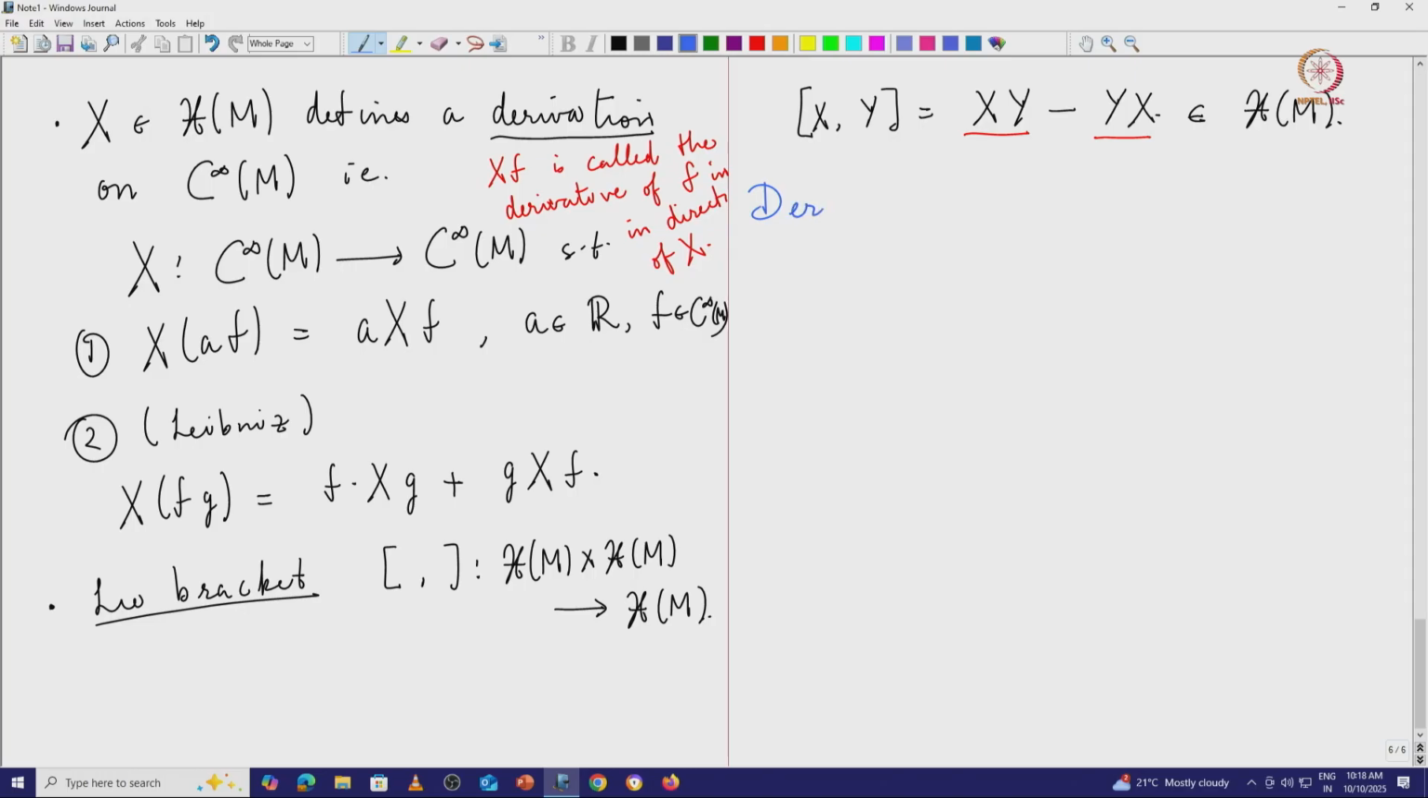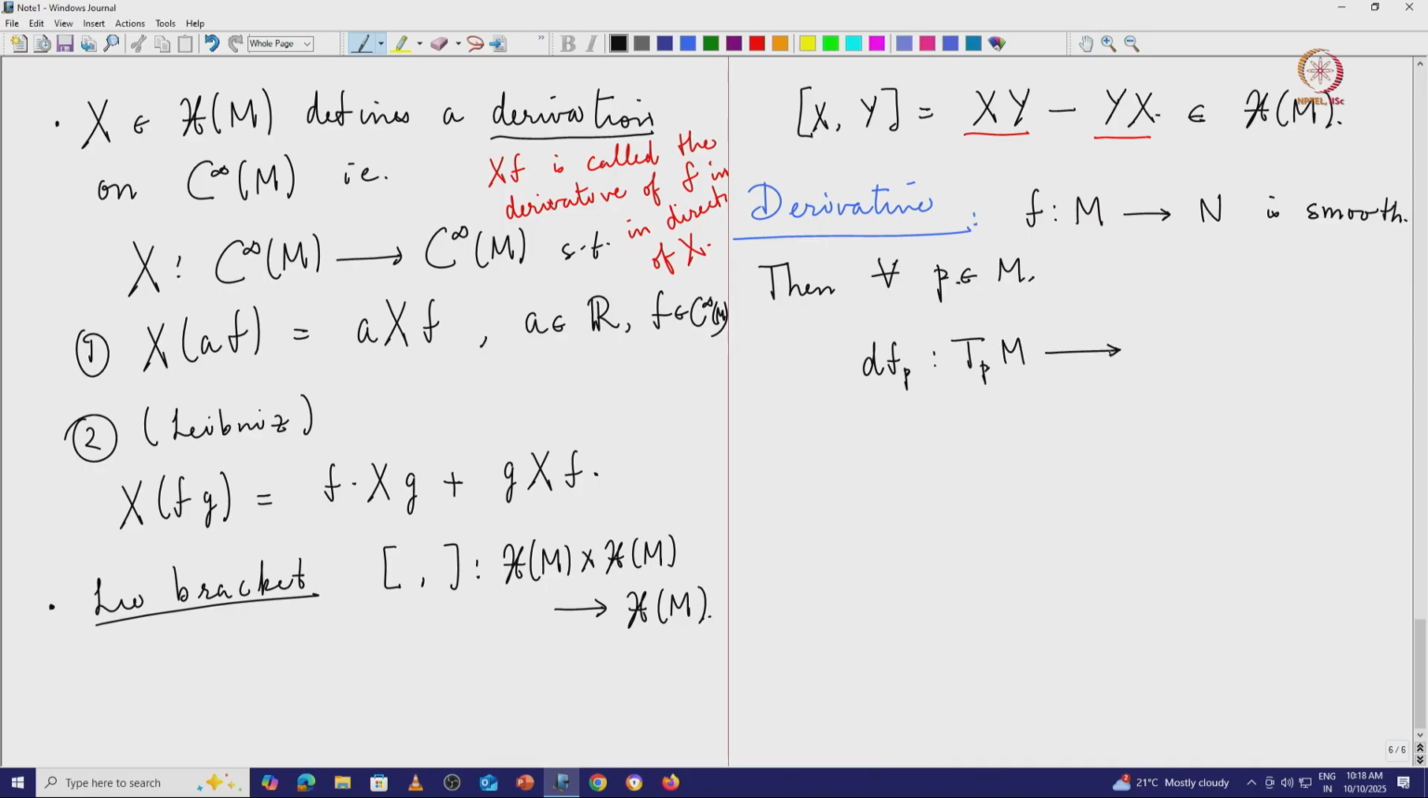Alright, and finally I want to talk about the derivative of a smooth map. So one can use the notion of tangent spaces to define derivatives of smooth maps. So let's say f from M to N is smooth. Then for all p in M, we define the derivative of f at p to be a map from the tangent space of M at p to the tangent space of N at f(p).